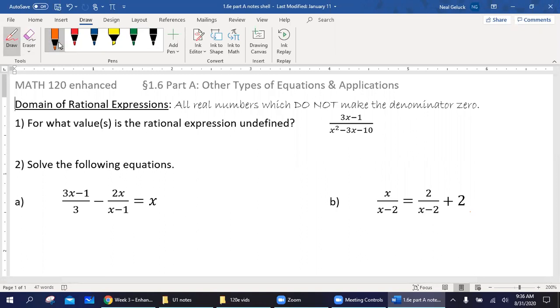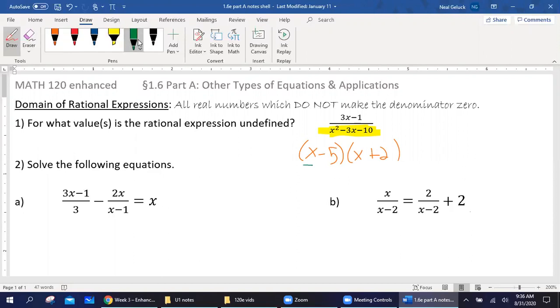So for number 1, we're trying to figure out when this expression is undefined, meaning when do we have division by 0? Number 1 commandment of math. So the denominator is all we're really concerned about here. We do not want the denominator to be 0. Well, if you factor it, it'll be x minus 5, x plus 2. The numbers that would make it 0 would be 5 and negative 2. So those are the values that make it undefined.